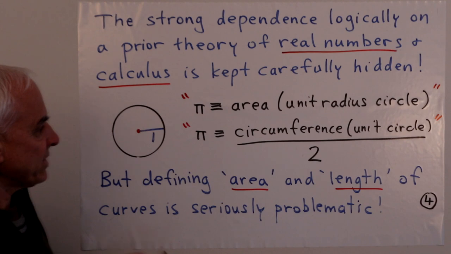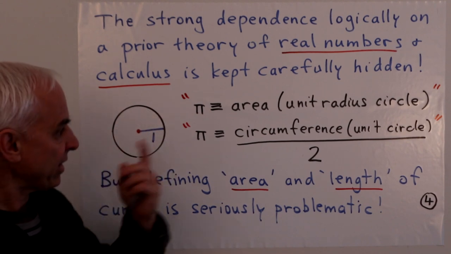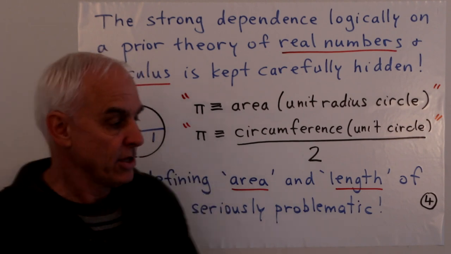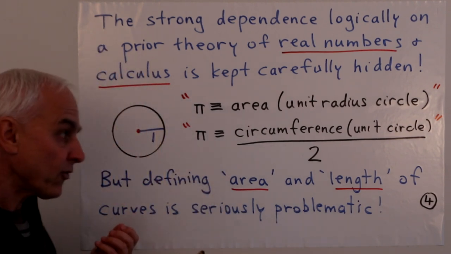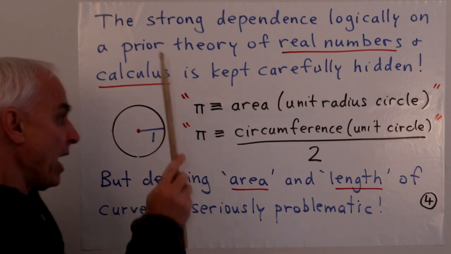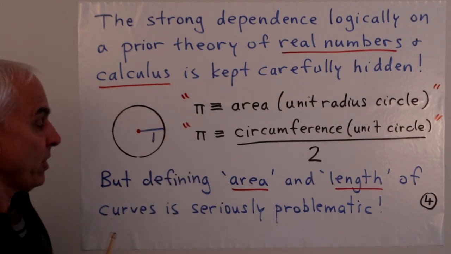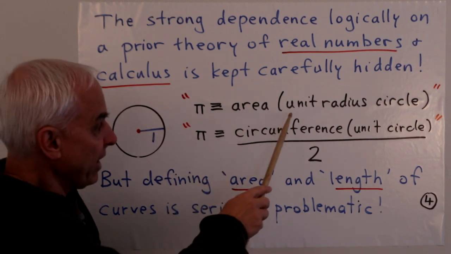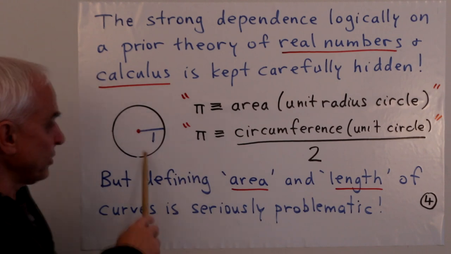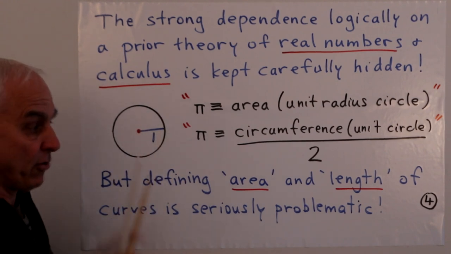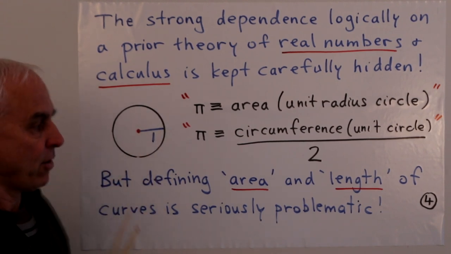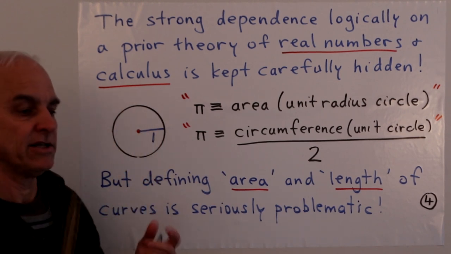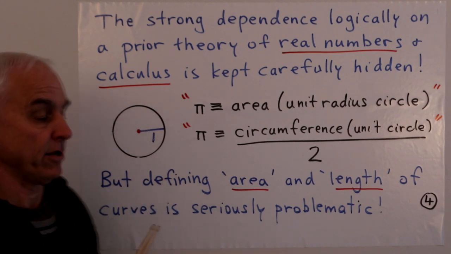So for example, this has manifested itself directly in terms of this crucial quantity pi, which ends up figuring very prominently. So when you're discussing circular things, then this pi gets involved. And what is pi? Well, one definition is that pi is the area of a unit radius circle. So here's a circle with radius 1. It supposedly has an area. Okay, so if you believe that, then you can say, well, let's call this area pi. Let's denote that area by this Greek letter.